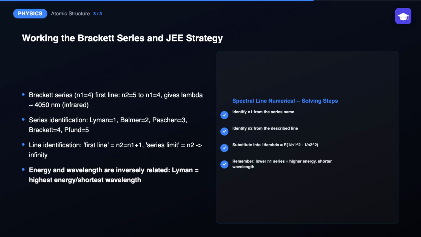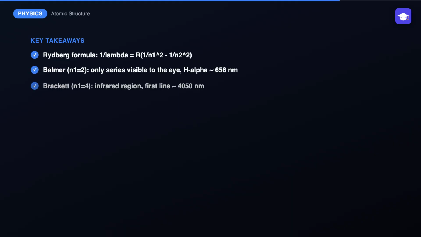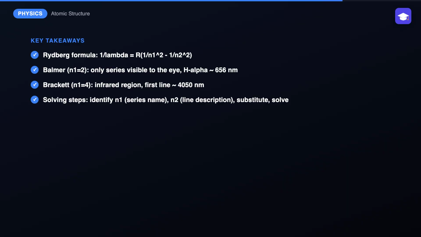A frequently tested trap: remember, energy and wavelength are inversely related, so the series landing on the lowest level, Lyman, has the highest energy, shortest wavelength photons, while the series landing on the highest level has the lowest energy, longest wavelength photons. Let's recap.